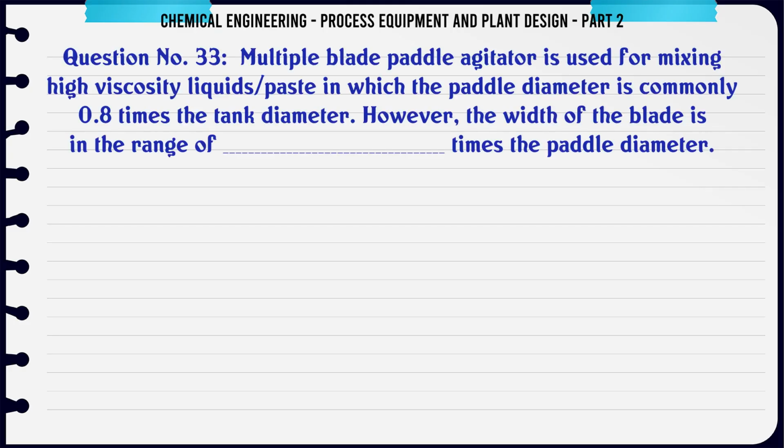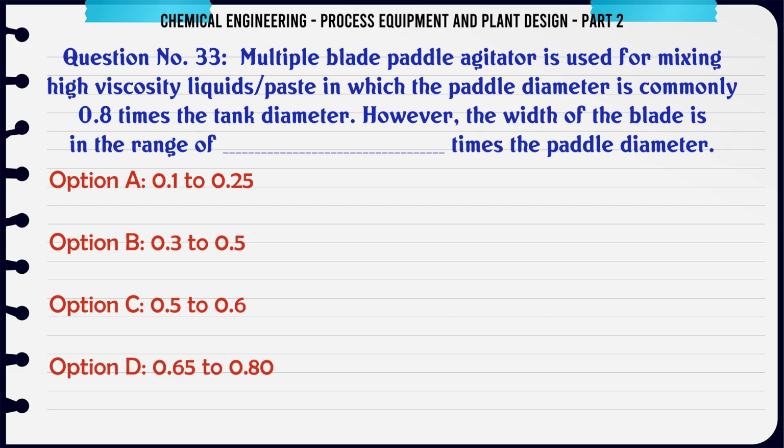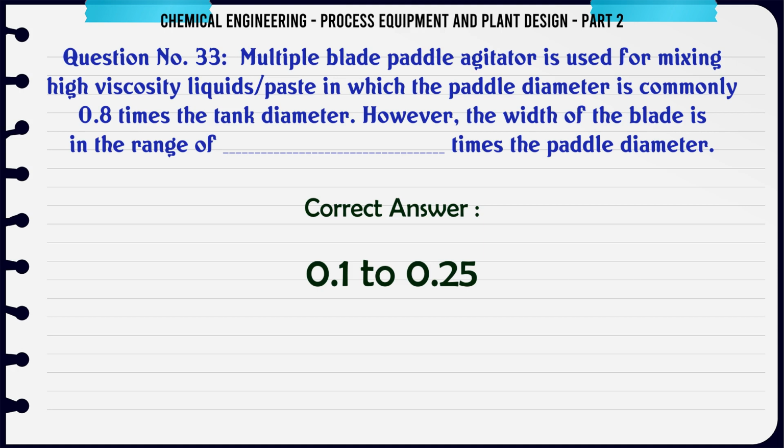Multiple blade paddle agitator is used for mixing high viscosity liquids and paste in which the paddle diameter is commonly 0.8 times the tank diameter. However, the width of the blade is in the range of times the paddle diameter. A. 0.1 to 0.25, B. 0.3 to 0.5, C. 0.5 to 0.6, D. 0.65 to 0.80. The correct answer is 0.1 to 0.25.